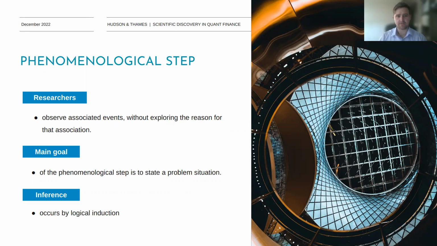So the main goal of this step is to state a problem situation. Now you have the problem. You say, okay, when I see order flow imbalance, I see a volatility increase. And now the cogs should start to go in your brain. But why is that? What are all the different steps you can take? This step occurs by logical induction, where you induce from what you're seeing what could be the possible reason. And that's when you get to the theory step.